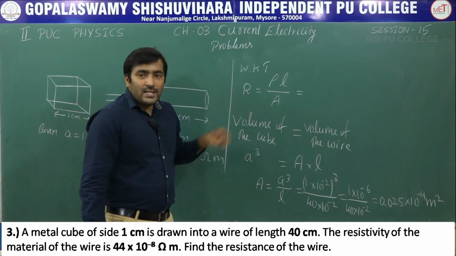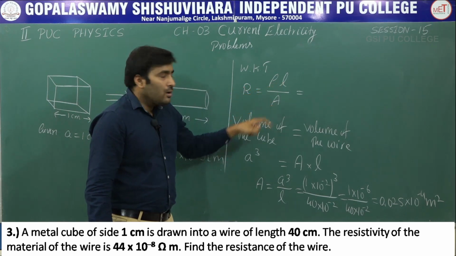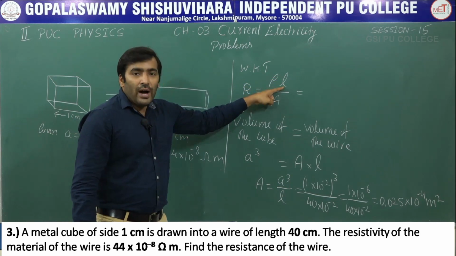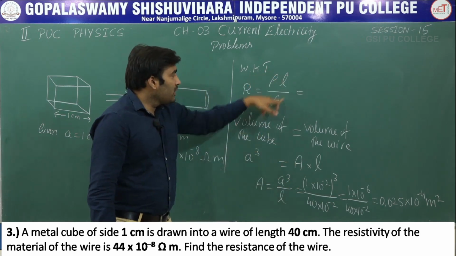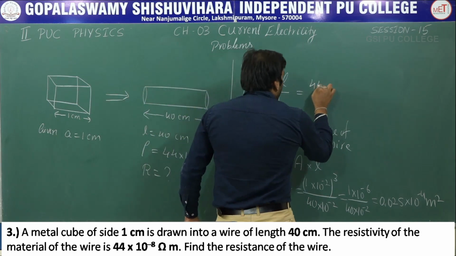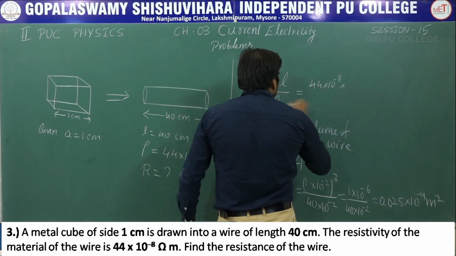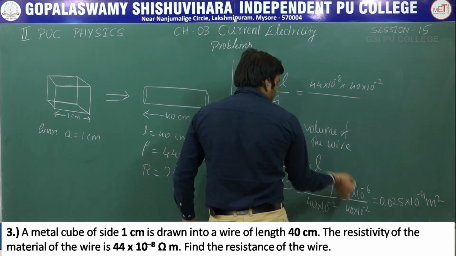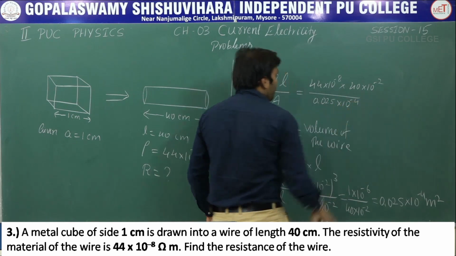Now to find the value of resistance, we can use this equation R is equal to rho L by A, because we know the value of resistivity and the length of the wire is already known. Now the area of cross section is calculated. Therefore, we can substitute in this equation to get the value of resistance. Let us substitute the values. Resistivity is 44 into 10 power minus 8, into length of the wire 40 into 10 power minus 2, divided by area of cross section 0.025 into 10 power minus 4.